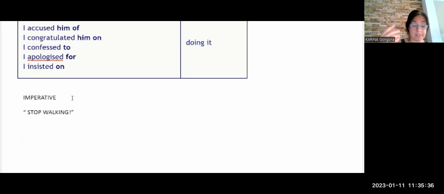We can also have the other ones that are negative. So you can say, for example, "Don't move," right? Again, no subject. These are imperatives. How do you transform this into a passive? Give me a minute.